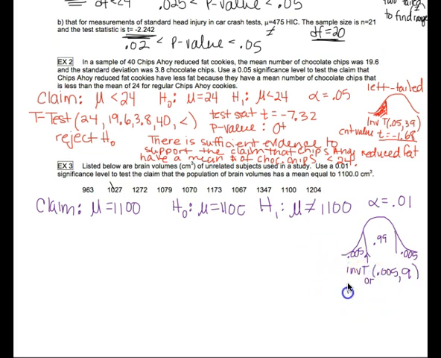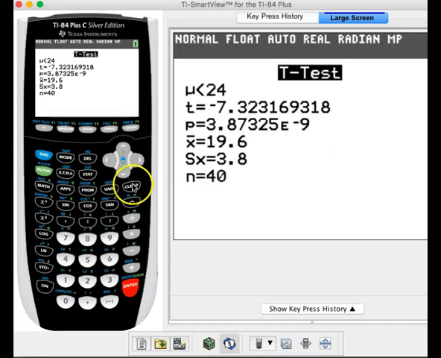Or you can do inverse t of 0.995 with 9 as your degrees of freedom. That would give me this critical value here. Remember, it really doesn't matter which one you do, because when it's two-tailed, we should end up with the same thing. We just have to do a plus or minus. So it doesn't matter which one we do here.